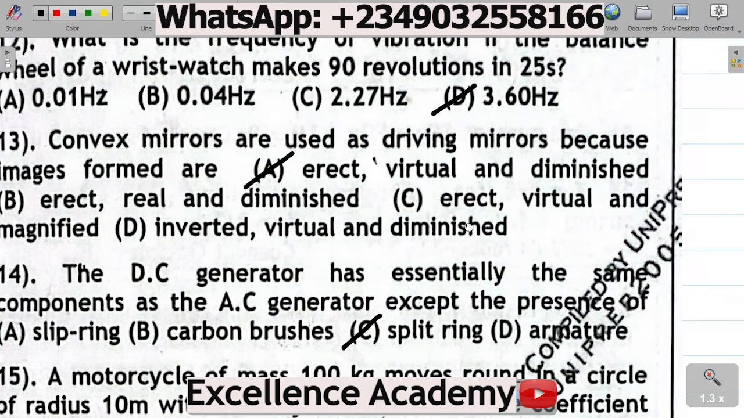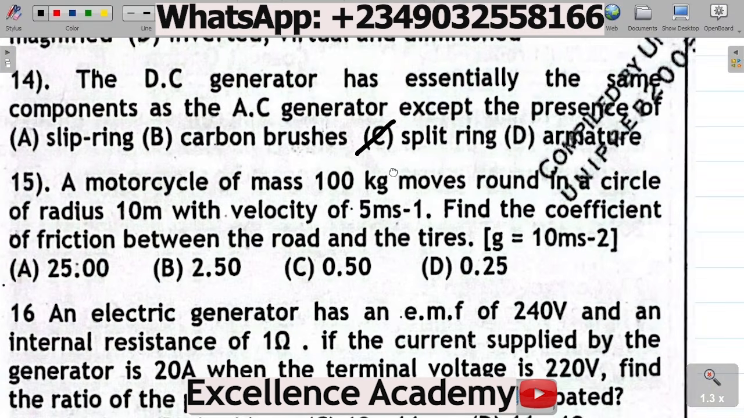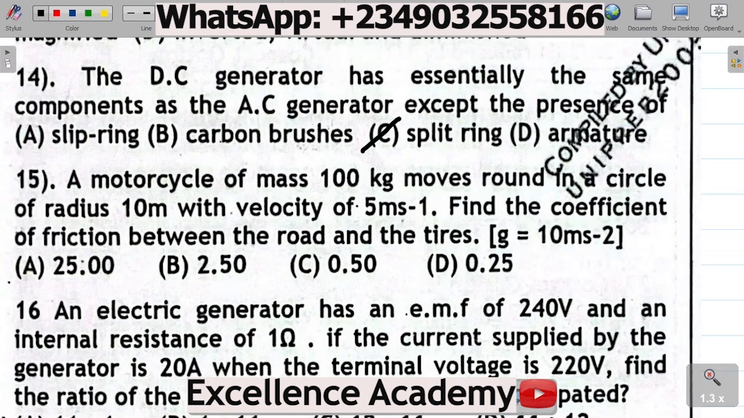That's your correct answer. So let's see which option that is. 0.25. That is option D. So D is the correct answer.